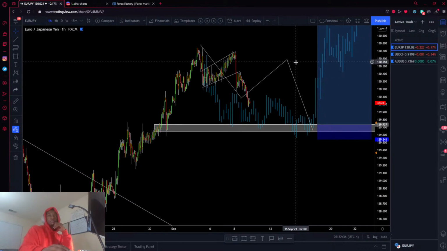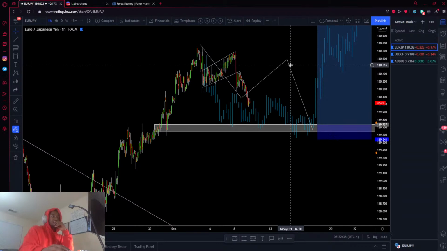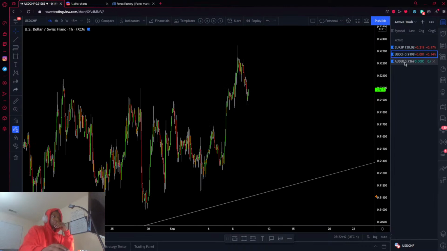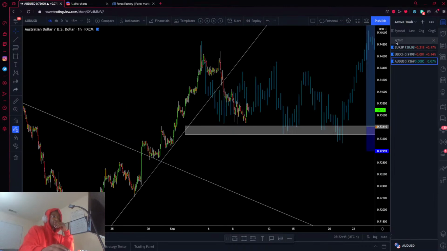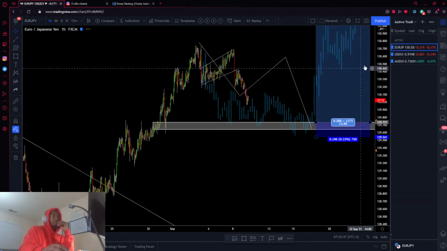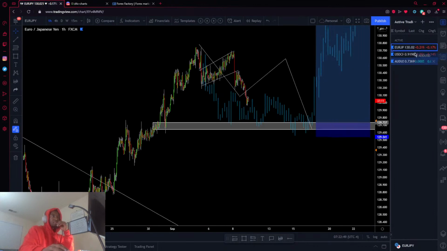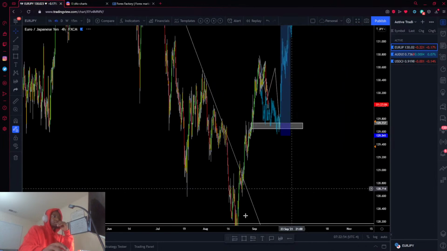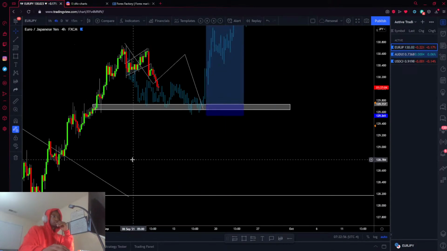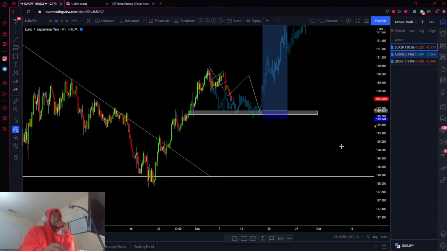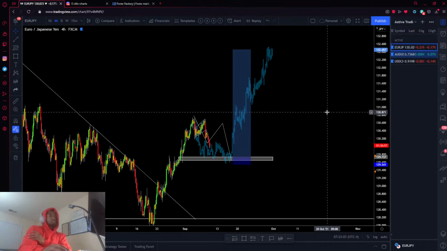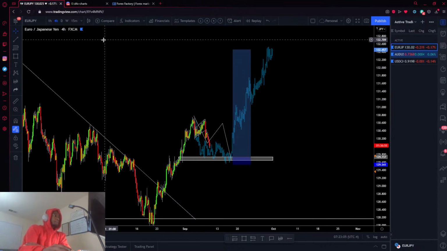So all the requested pairs were talked about. If you want to check it out, just rewind and you'll be able to find them. What else do we have here? That's about it. Prime setup I'm waiting on right now, AUD USD, and Euro JPY. Dollar Swiss, there's nothing clear set up there yet. Alright, give me a few minutes.